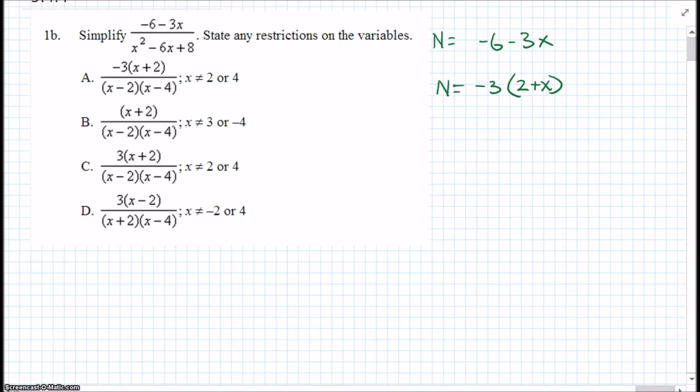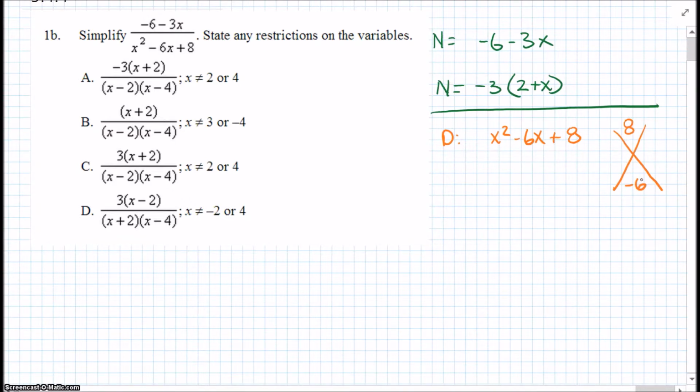So there's my numerator. I don't have to worry about restrictions because it's the numerator. Let's look at the denominator. The denominator is x squared minus 6x plus 8. Let's x-factor. What's my a times c? It's 8. What's my b value?